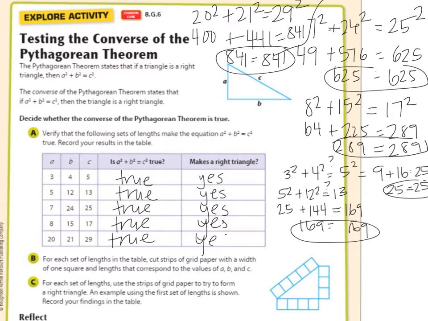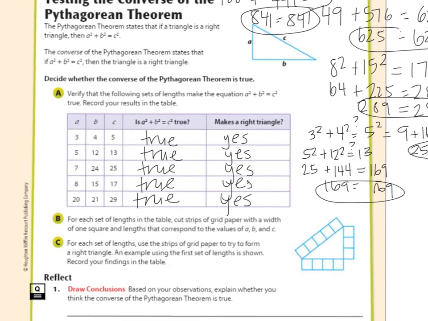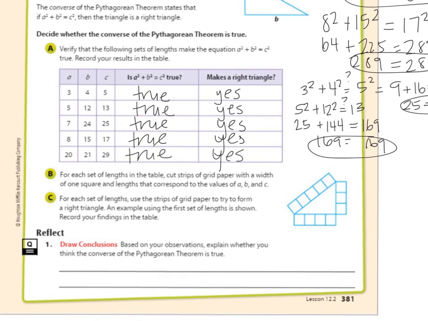And that means yes, it is a right triangle. Okay, let's go ahead and get back over here and take a look at what it wants us to do with B.